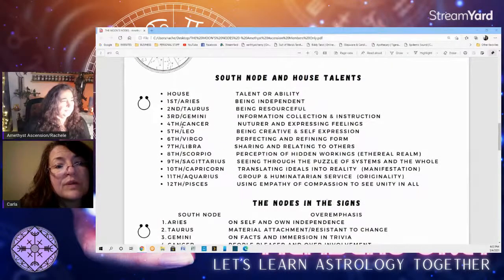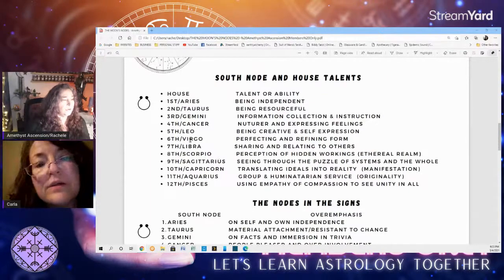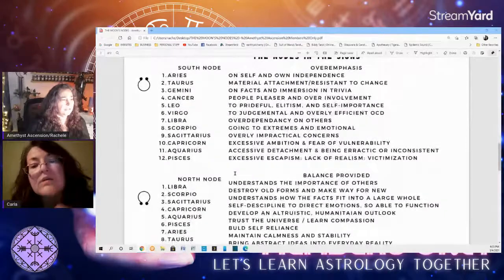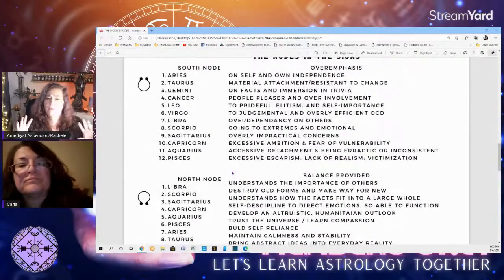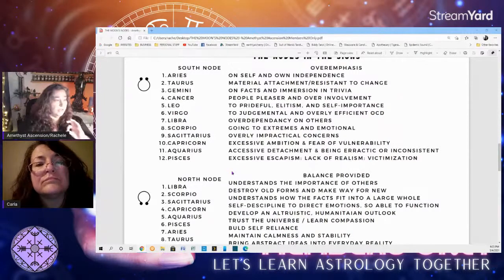Okay, let me see here. The 3rd house, Gemini, but this is for south node. Okay, if the north node is in the 7th house, the 1st house would be Aries. But maybe I'm making it too simple. Maybe it's supposed to be both aspects. I'm thinking maybe that's what it is.